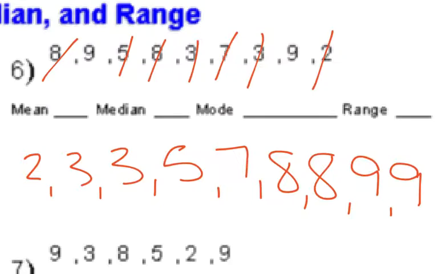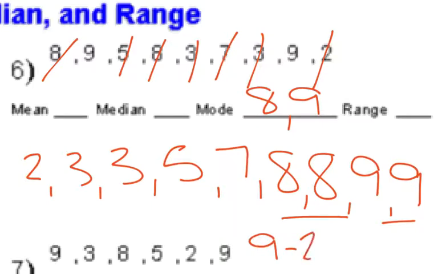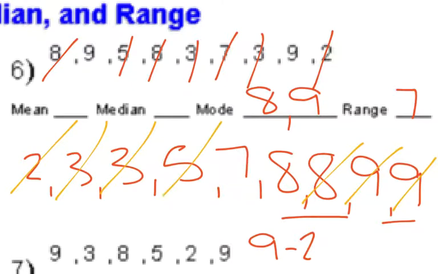Okay. So, 2 8s and 2 9s. So I'm going to have two modes. You're just going to put 8, 9. The range is the difference between. So the biggest is 9, the smallest is 2. So my range is going to be 7. The median's the number in the middle. So you cross out, cross out, cross out, cross out, cross out, cross out, cross out, cross out. 7 is in the middle, and the mean is when you add them up.